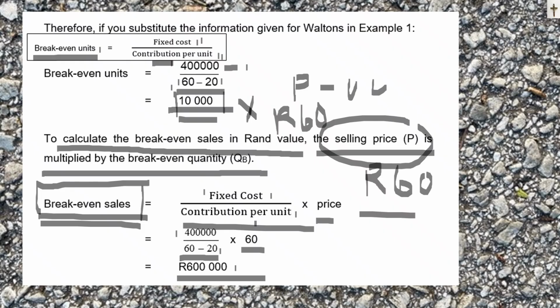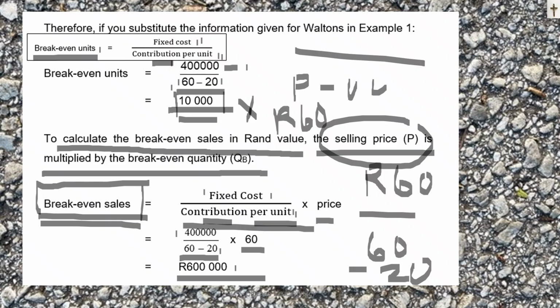This contribution per unit can catch you out. They're looking at one file. In this case, remember, we're using the Waltons files, and it's selling price minus variable cost, which will give you the contribution per unit. That's how we calculate the contribution per unit.